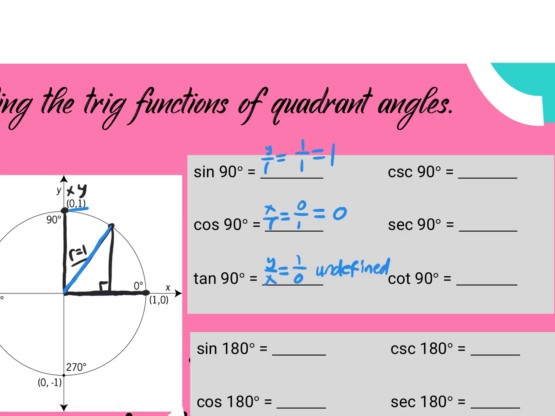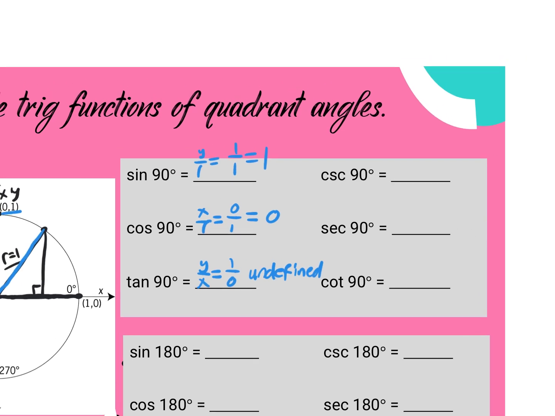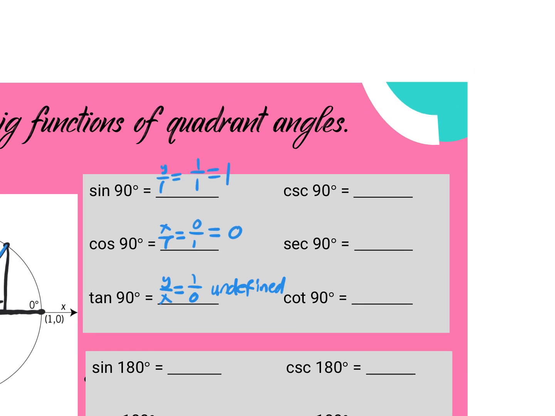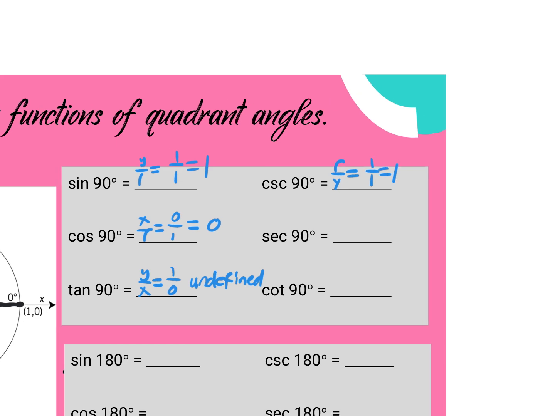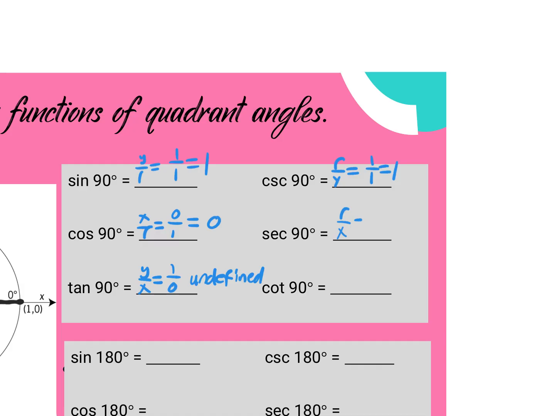All right, but these are values that we would not have gotten if I had tried to draw a right triangle, right? You wouldn't be able to know what's what. So that's where this is useful, our x, y, and r. So for cosecant, of course, that's just going to be the reciprocal, r over y, which is going to be still 1 over 1, which is 1. Right, and if I want to do secant, that's going to be r over x, which is going to be 1 over 0, which is also undefined. All right, and then if I want to do cotangent, that's going to be x over y, which in this case is 0 over 1, which is just 0.